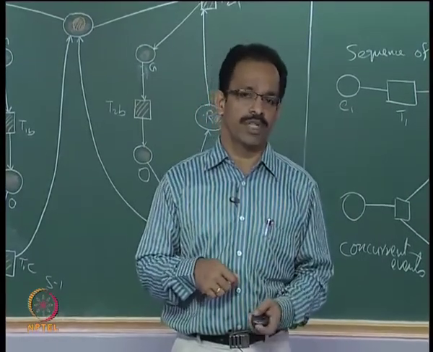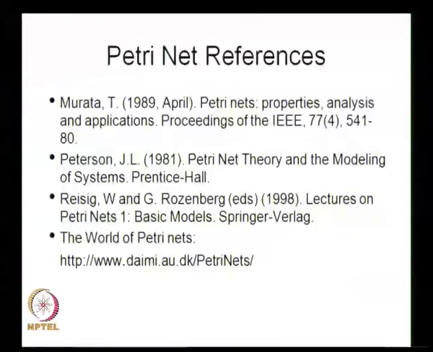If you want to know more about Petri nets, you can see these references. There are a lot of references available, so you can go through any of these: Murata 1989, Peterson 81, and of course Reisig and Rozenberg 1998. There are also a lot of internet resources available. You can search for Petri net and you will get a lot of examples and case studies. So you can learn more about the use of Petri nets for system design, and practical examples can be easily obtained from such resources.